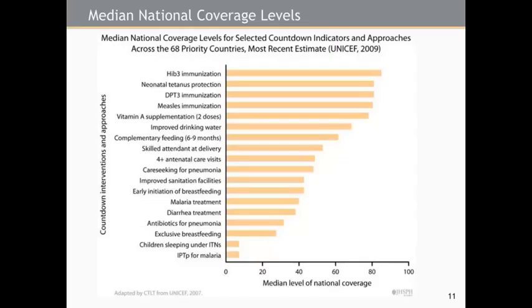This next figure enables you to see a little bit more clearly what these specific interventions are. And we have them listed here by the lowest level of coverage at the bottom all the way up to the highest level of coverage at the top. And you can see here, as I was just mentioning before, that the coverage level of immunizations and vitamin A is roughly 80% or higher in these priority countries.